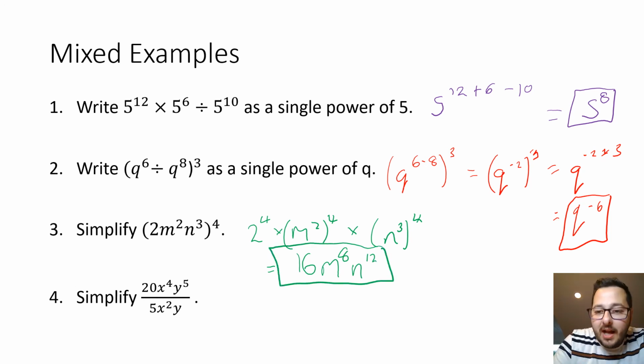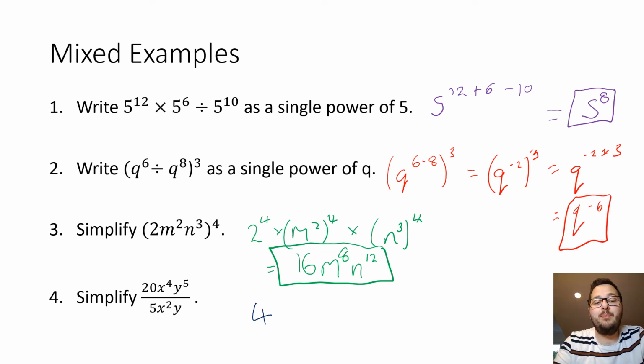Okay. And then finally, number 4 then, we want to simplify 20x to the power of 4, y to the power of 5, divided by 5x squared y. Okay, so with this, you can just keep everything together that's the same. So if we look at the numbers first, we've got 20 on the top and 5 on the bottom. And 20 divided by 5 is 4.